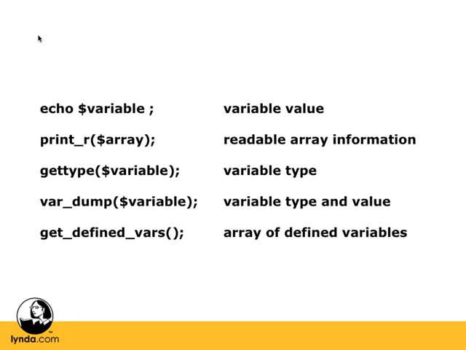We also saw the print_r function, or print readable, which works on an array and gives us nice readable array information, not just about the keys and values in the array, but about the array structure itself. And we saw the getType function, where we can get the type of a variable and find out, is it a string, is it an array, and make sure that we're working with the type in the correct way.